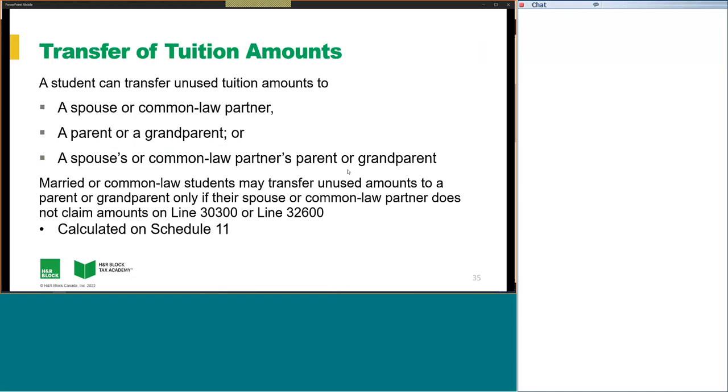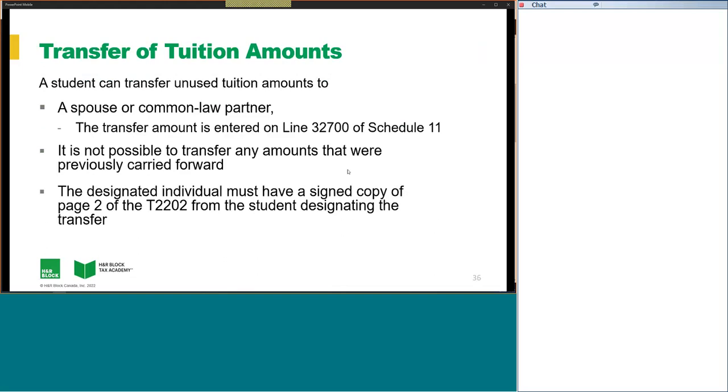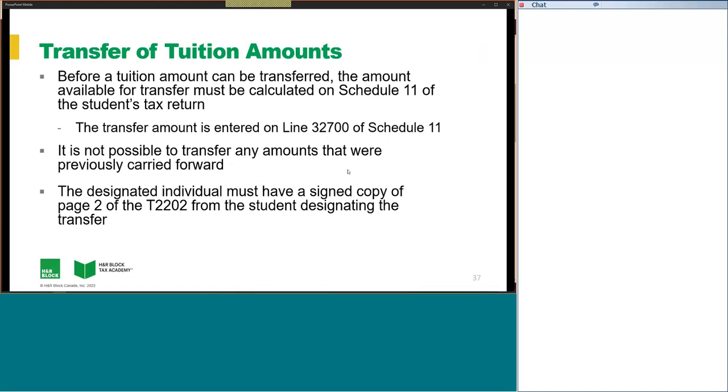All right, into the hard bit, transferring tuition amounts. So students can transfer to a spouse, common law partner, parent, grandparent, spouse, or common law partner's parent or grandparent. We showed you the forms last time, so you know how to do that. Make sure they've used it first. I'm going to stress one more time, if you are doing transfers, for any reason, if you are transferring to a spouse, if you are transferring to a parent, if you're transferring to a grandparent, get the second page of the T2202 and fill it out and get a signature, because these get audited all the time.